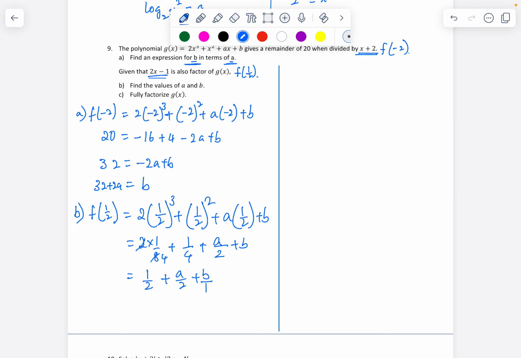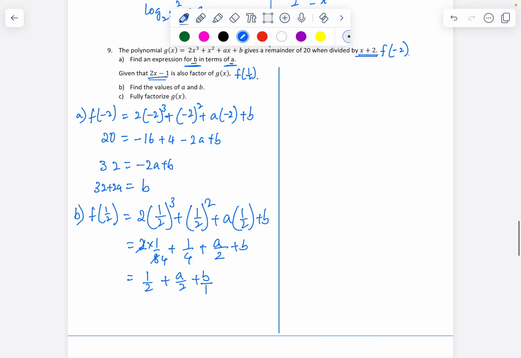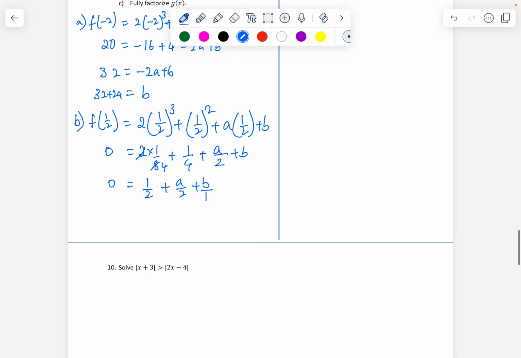I don't like the fractions, and this is a factor, right? So it must be 0. Since I don't like fractions, I will change everything to denominator 2. So 1 plus a plus 2b is equal to 0, so a plus 2b is equal to negative 1. This is the second expression we got, and here is the first one.